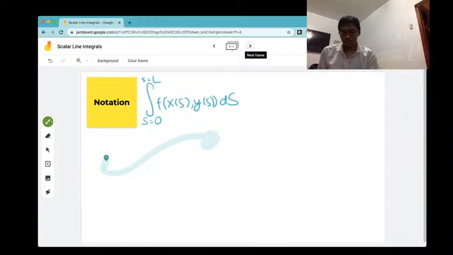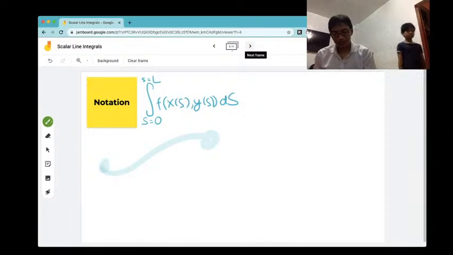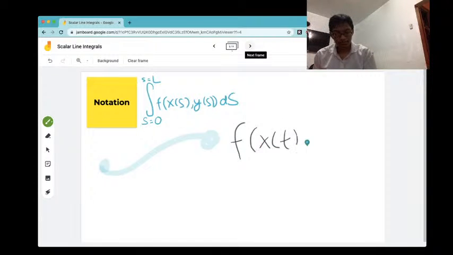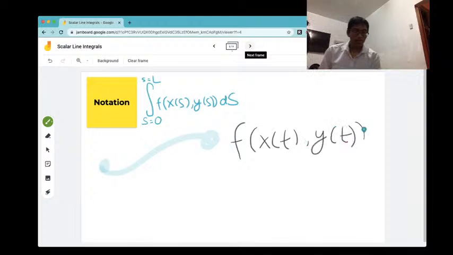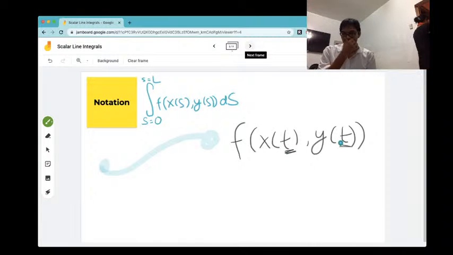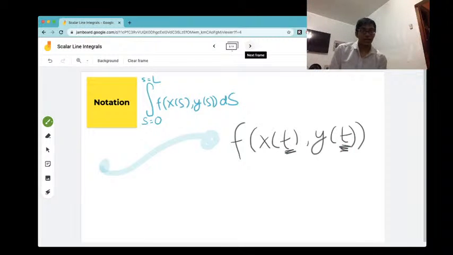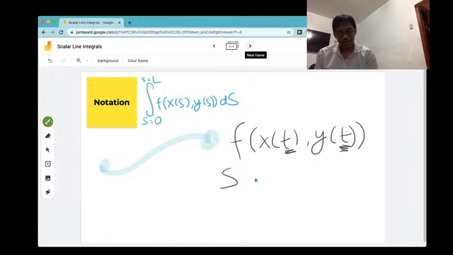Because remember that my wire was given as a function of not s, but t. Let me actually write it down. My function was given as a parameter of t. So what I know is my function as a parameter of t. I don't know how to evaluate my function as a parameter of s, but I do know how to evaluate it as a function of t. So what can I do? I can let s be a function of t by setting s equal to s of t.